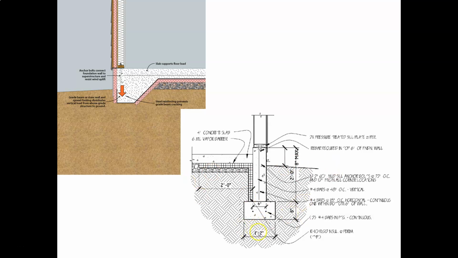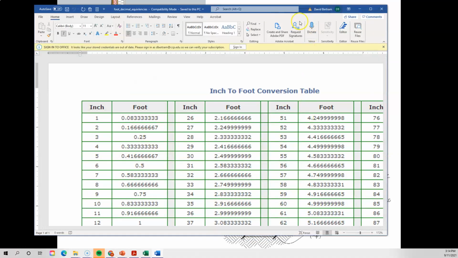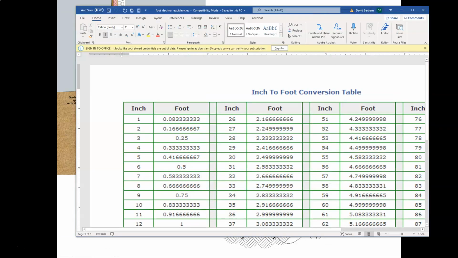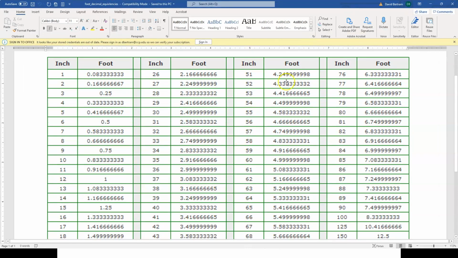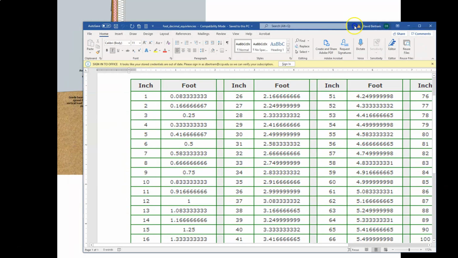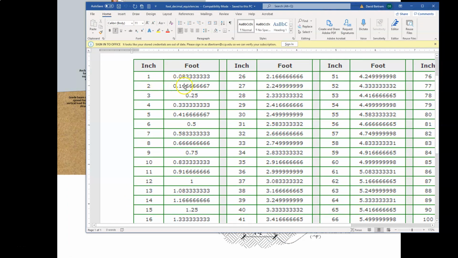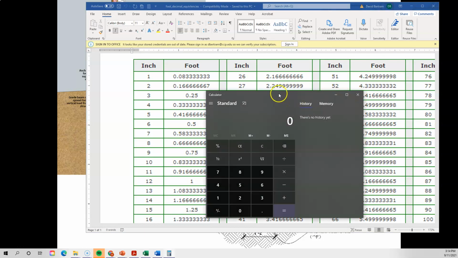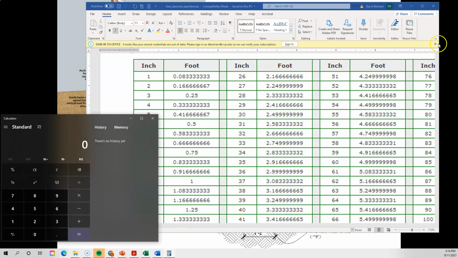And it does give us our footing dimensions. It is 14 inches wide and it is 8 inches tall. So just to bring up again this chart here, yeah, we could look at that chart, that's fine. This is my inch to foot conversion table. So 1 foot 2 inches is 1.16. Let's get the calculator back here quickly.